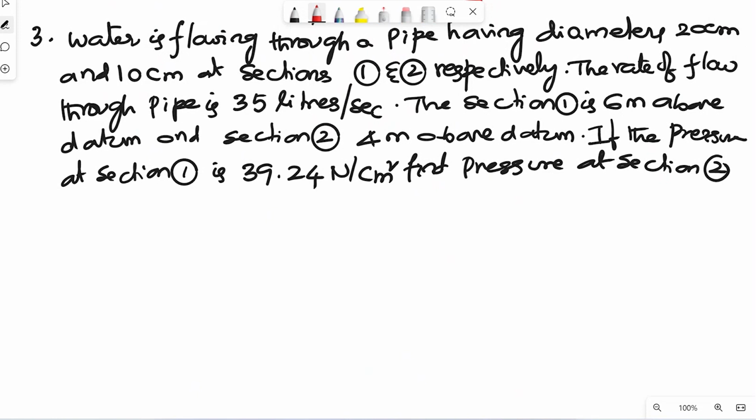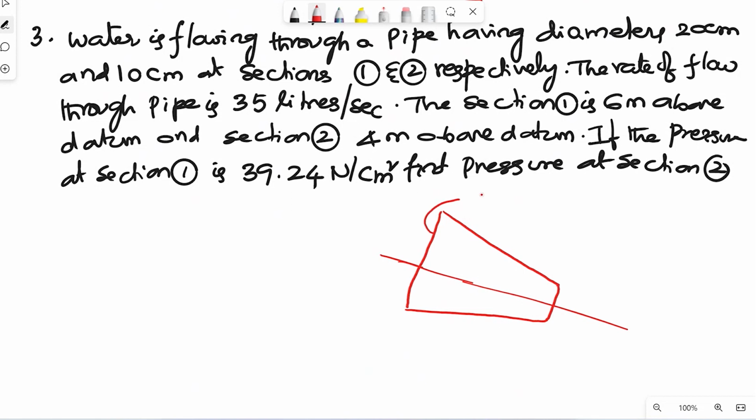Water is flowing through a pipe of diameters 20 centimeters and 10 centimeters at section 1 and section 2. The rate of flow through the pipe is 35 liters per second. Section 1 is 6 meters above and section 2 is 4 meters above, which means section 1 is higher and section 2 is lower. If the pressure at section 1 is 39.24, what is the pressure at section 2? If I draw the diagram, the pipe diameters are also changing, so this is the first section and this is the second section.